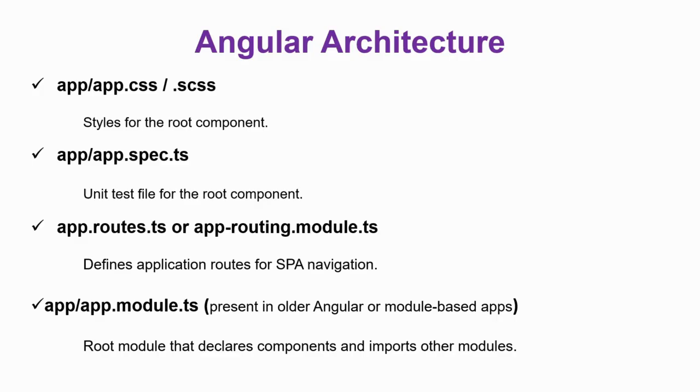So basically it holds the different routes for the single page application, like home page. If you're going to home, then it will be your domain slash home. If you're going to the about page, then it will be domain slash about, like that. Okay, then this is the app.module.ts file. So it is present in older Angular, but now in the current, that is Angular 20, if you're working with a standalone application, means standalone components, then at that time this app.module.ts file is not required. What is a standalone component, we'll be learning in the upcoming video.